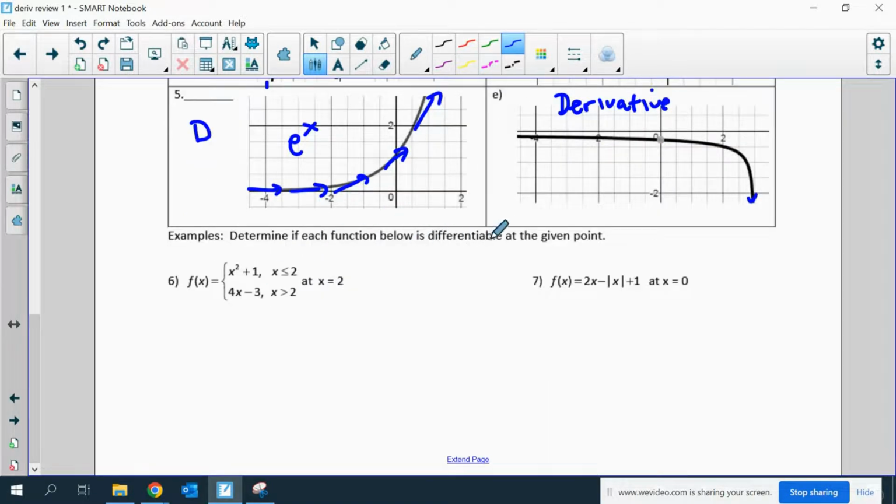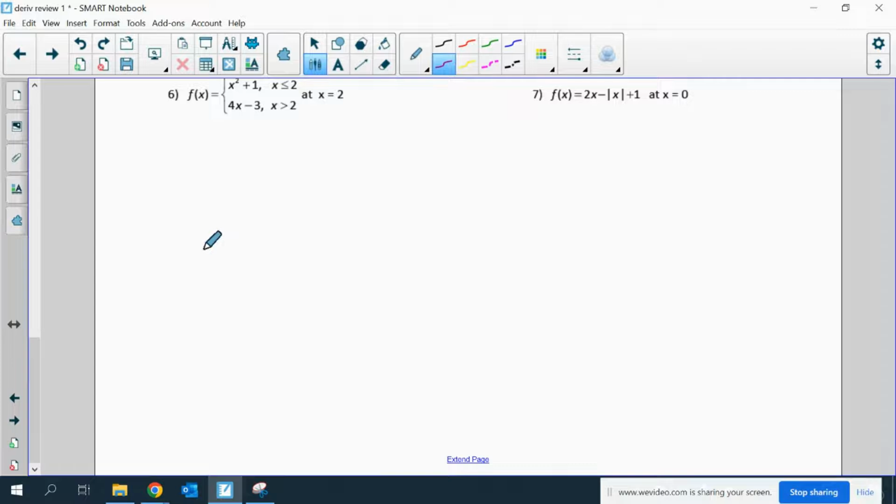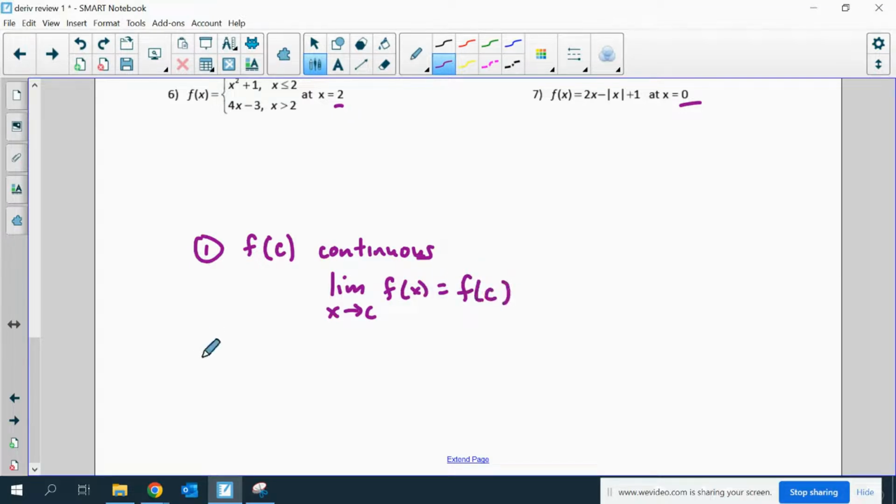Lastly, determine if each function below is differentiable at the given point. So in order to do that, we need to remember the definition of differentiability. A function is differentiable, 1, if the function is continuous at the value c, whatever point c it is. So in part A, it's going to be number 6 it'll be 2, and number 7 it'll be 0. And so let's remember what continuity is. It means the limit from the left is equal to the limit from the right, which is equal to the value of the function.